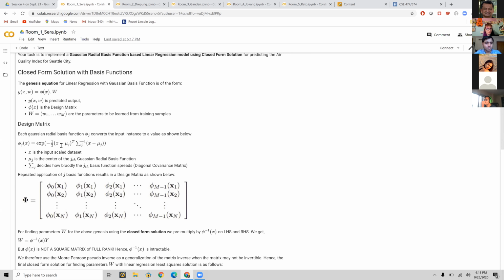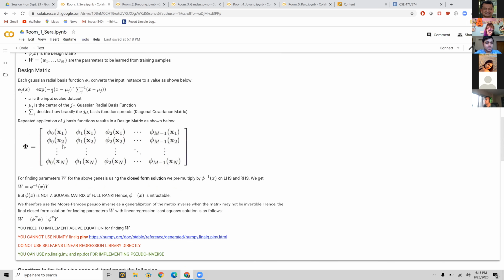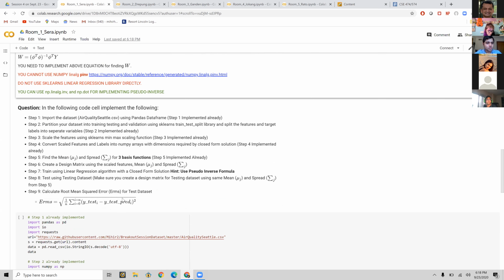You just have to use this formula, and the resultant design matrix would look something like this. You have m basis functions and you have n data points. So x will be transformed to this design matrix phi with n cross m dimensions. And that's it. Just go through the steps.